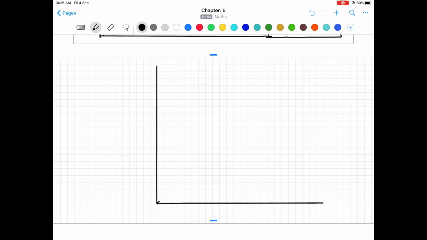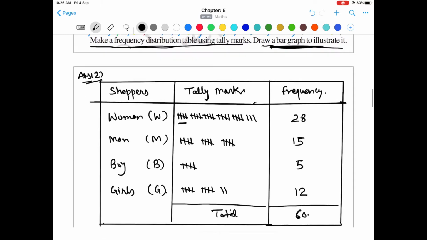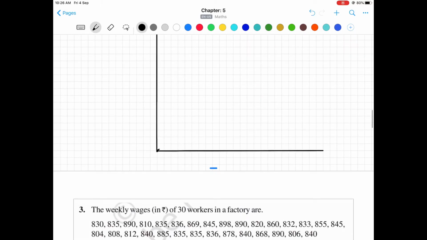Okay, like I told in the previous class, when you draw the bar graph, the width of the bar and the space between the bars has to be equal. So let's mark the points at equal distance. Let's say this is the first gap, this will be for women, then another gap, this will be for men, then another gap, then we have boys, one more gap, and this one will be for girls. Let's just extend this further.